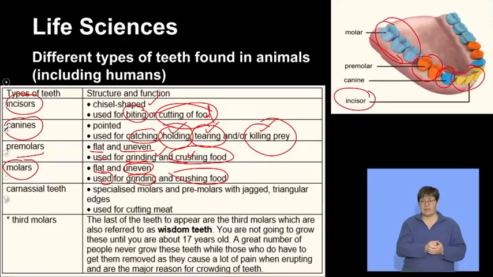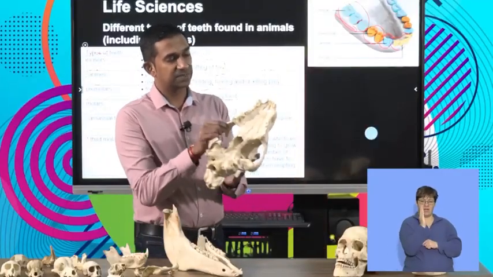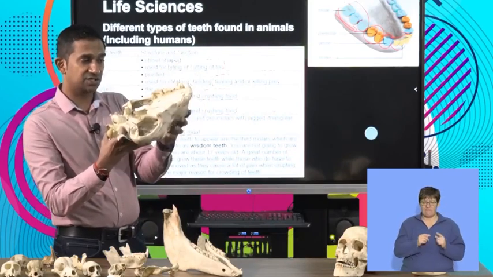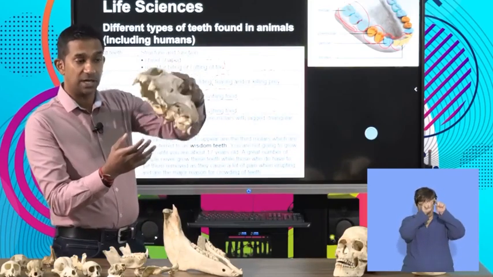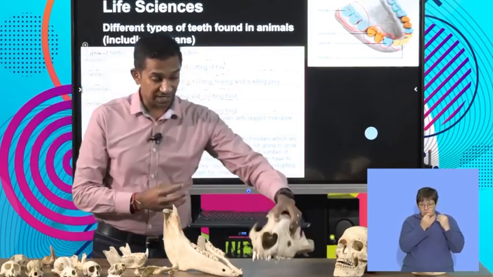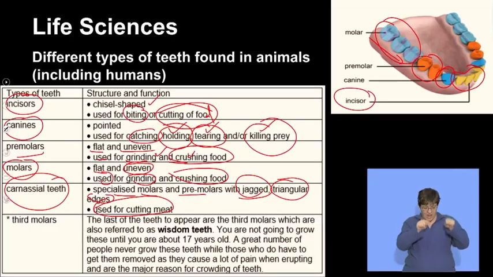We also see that some teeth are called the carnassial teeth, and these are specialized molars and premolars with jagged triangular edges, and this is used for cutting the meat. We see this significantly developed in lions. You can see that their teeth have this triangular structure, which allows the upper jaw and the lower jaw to interlock and the molars and premolars to crush. So you'll see that distinct triangular structure of them.